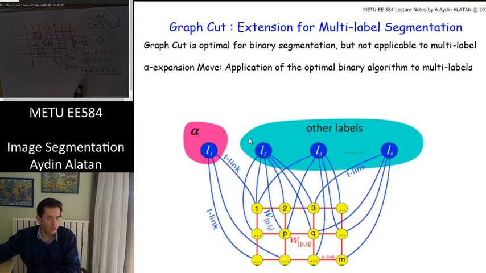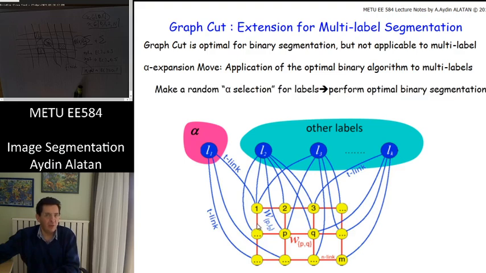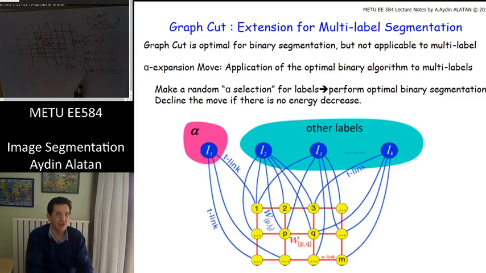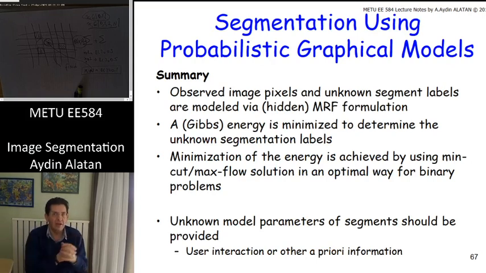I solve this problem. In this way, I randomly select one of the labels, and the remaining ones are the other labels. I obtain an optimal binary segmentation. And such a division, if it makes an energy decrease, we accept it, otherwise we decline it. We randomly continue in this way. Okay, let me finish with a summary.